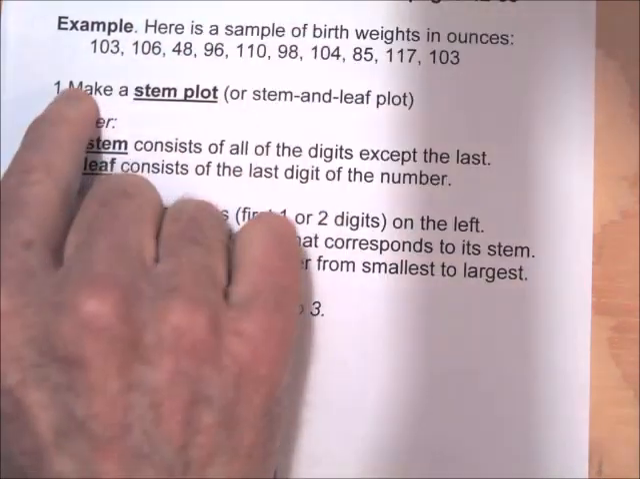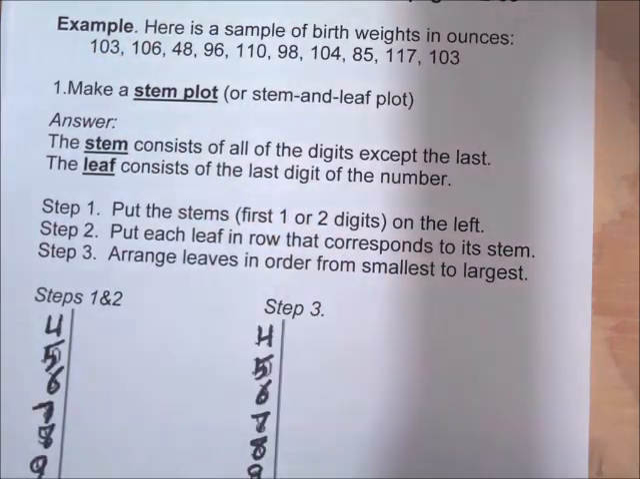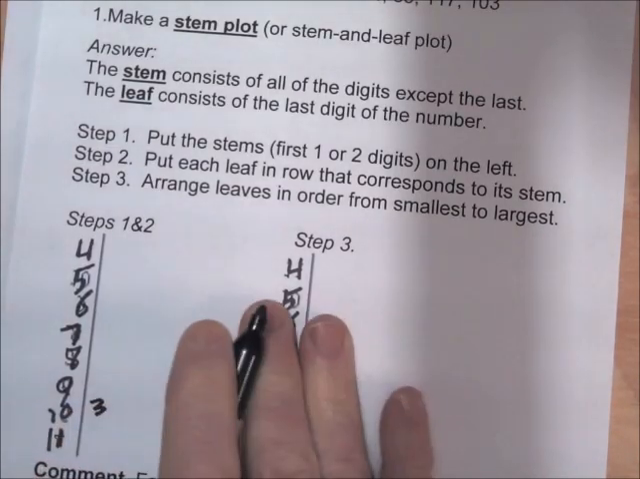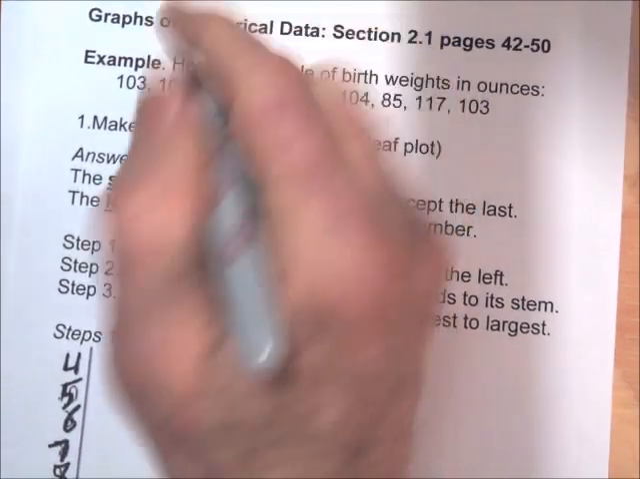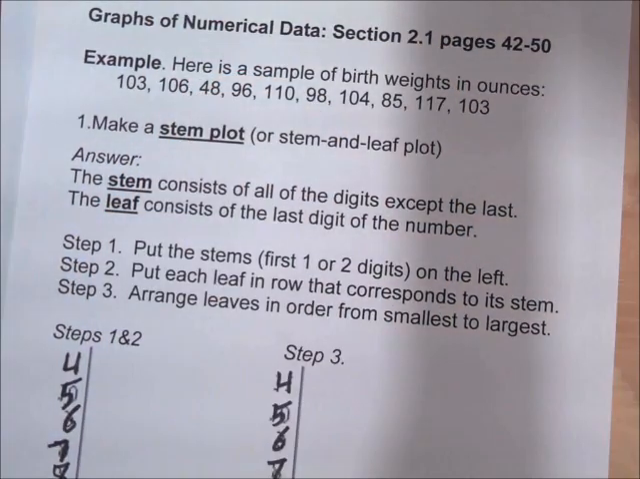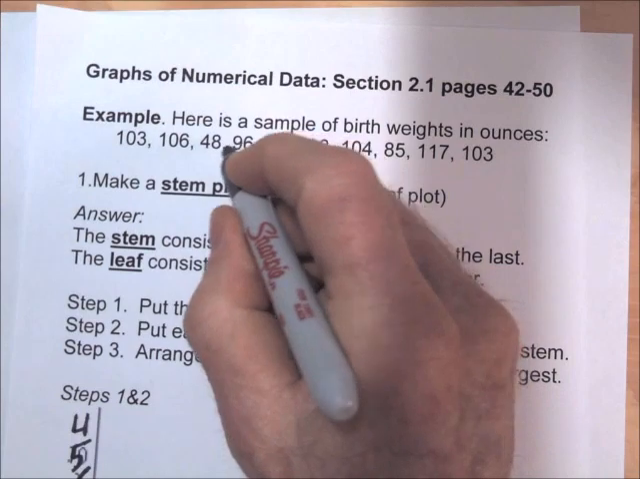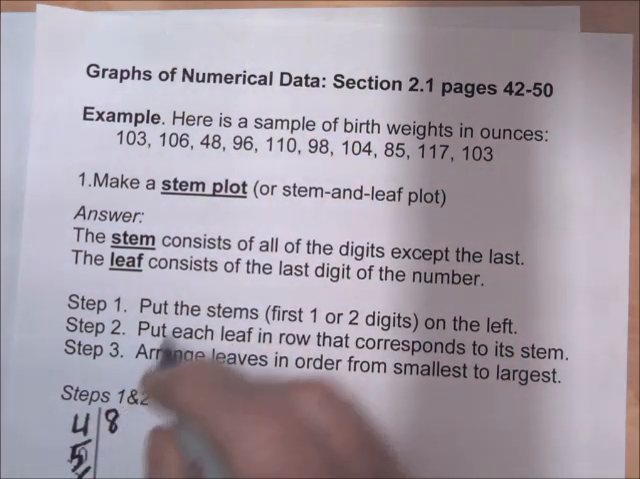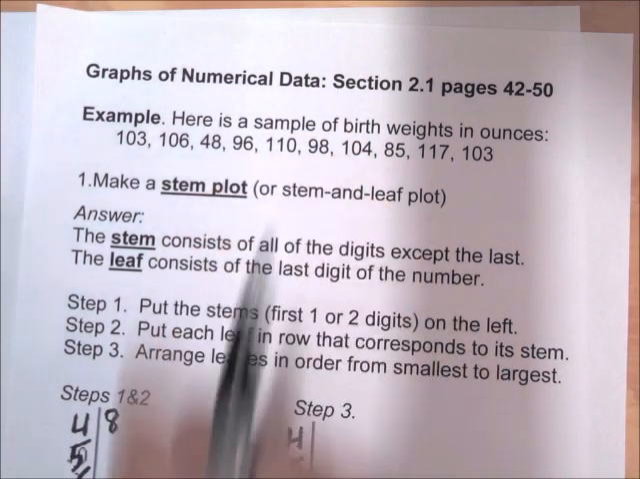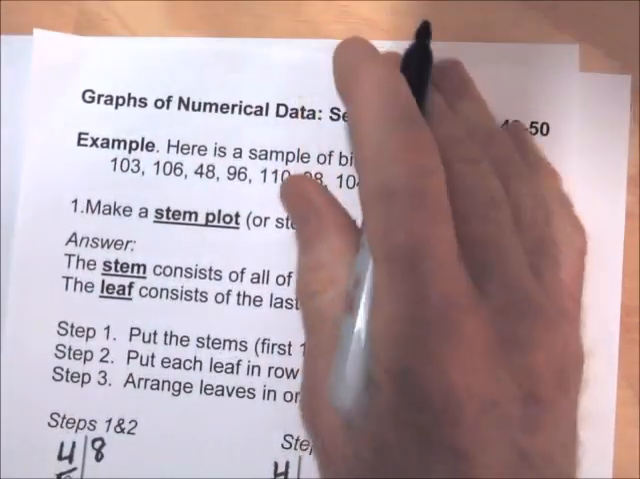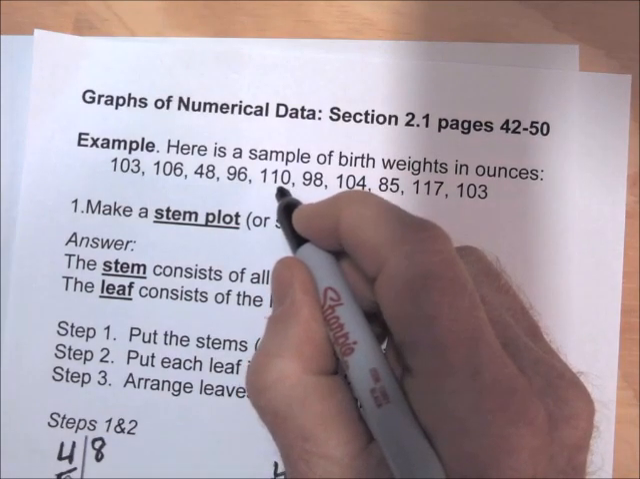So for the 103 ounce baby, we want to put a 3 in row 10. So go down to row 10 and put a 3 there. And then for the 106 ounce baby, that would be a 6 in row 10. And then the 48 ounce baby, that would be an 8 in row 4. The 96 ounce baby, that would be a 6 in row 9. The 110 ounce baby, put a 0 in row 11.